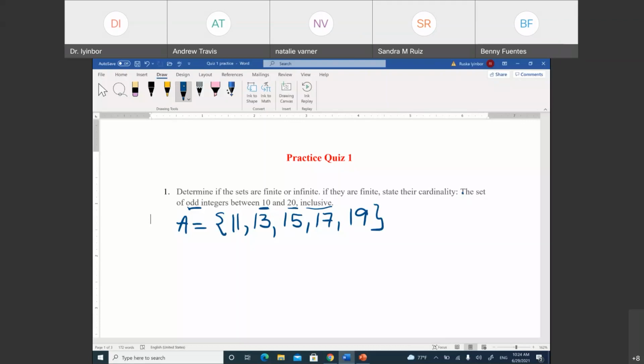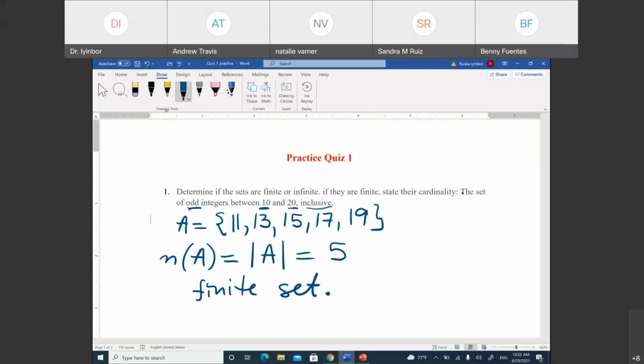We list the set. So what are the numbers? How many numbers are there? 5. So you're going to write the cardinality of A. You can put n of A, or you can put absolute value of A. Doesn't matter which one. It's going to be 5, because these are 5 numbers. So also they're asking, is it finite or infinite? It's finite. You're going to write it. It's a finite set. So these are the answers you need to include there.